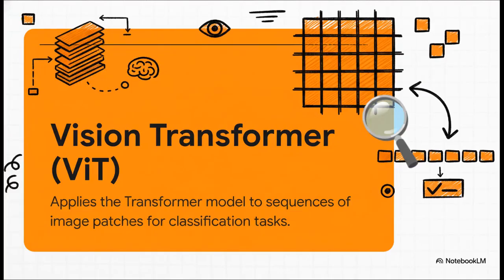So, what is a vision transformer? The key definition for your exam is this. It's an architecture that takes the transformer model, the one that's so famous for understanding language, and it applies it directly to images. And how does it do that? Well, it breaks an image into a sequence of smaller pieces, or patches, and then it processes that sequence just like it would process a sequence of words in a sentence.